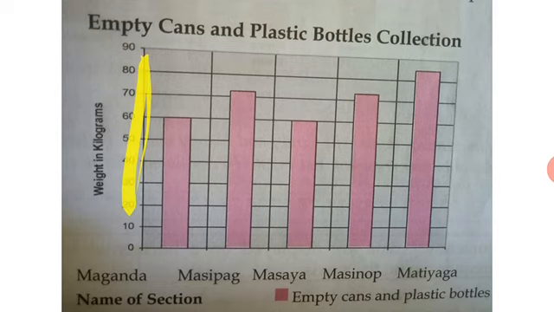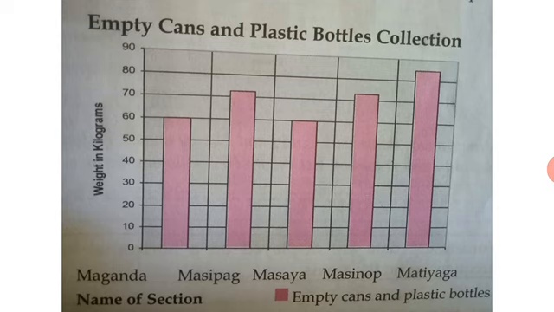So on this side: 0, 10, 20, 30, 40, 50, 60, 70, 80, 90. This side is the key, weight in kilograms. Next, we have for the first bar, Maganda. Second bar, Masipag. Third bar, Masaya. Masinop, fourth bar. And Matyaga, fifth bar. That is the name of the section, and the pink one represents the empty cans and plastic bottles that they collected.